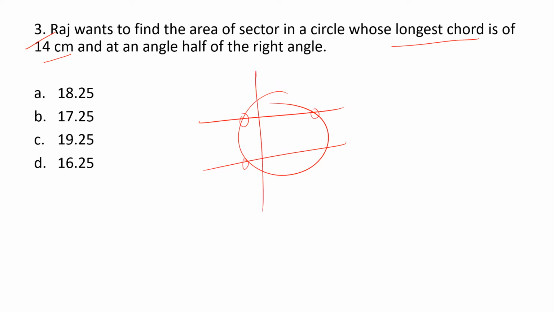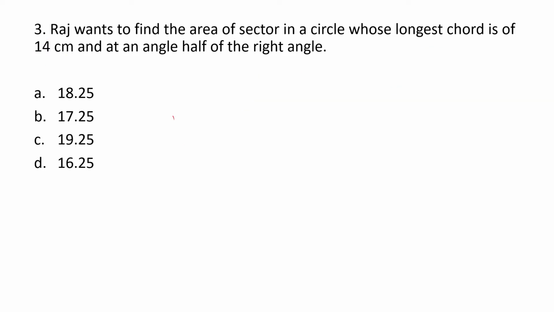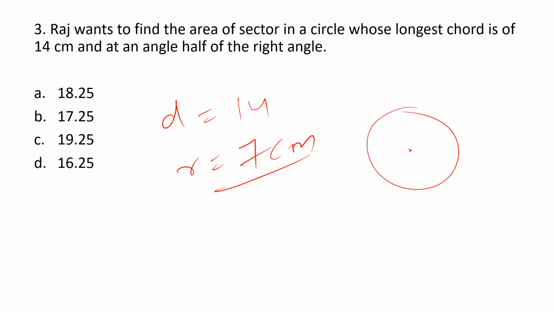So this is a chord, this is a chord, this is a chord. But always the longest chord will be the diameter. This is the longest chord. So the diameter is given. The diameter is 14 centimeters, so the radius will be 7 centimeters. It's clear. And at an angle of half of the right angle. A right angle is 90 degrees, half of it will be 45 degrees.